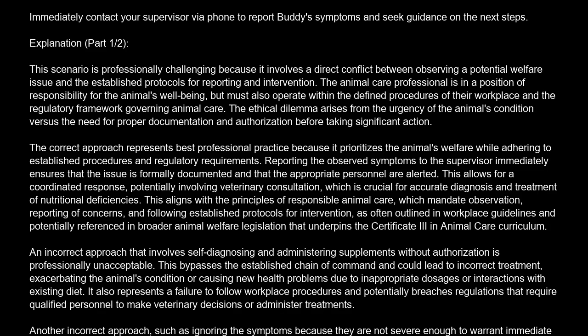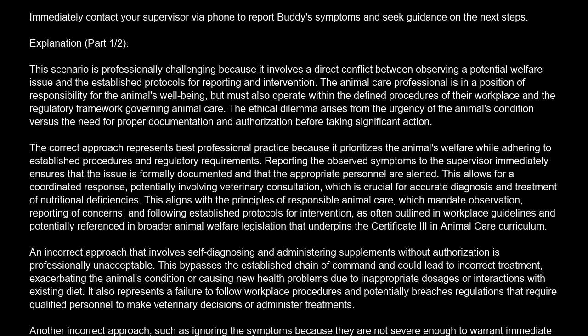The correct answer is A. Immediately contact your supervisor via phone to report Buddy's symptoms and seek guidance on the next steps. Explanation. This scenario is professionally challenging because it involves a direct conflict between observing a potential welfare issue and the established protocols for reporting and intervention.